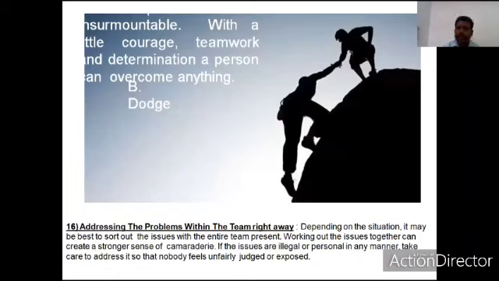And the next one, which is very important, is addressing the problems within the team right away. As and when any member faces a problem with respect to the task assigned to him, the other team members, the other subordinates, should become part of their team member's problem, and they need to rectify the problems during their activities or during the course of the actions.